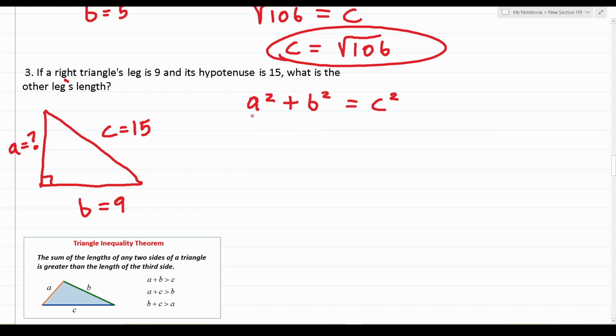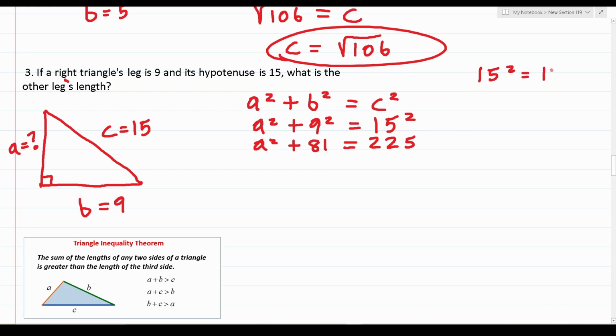We don't know what A is. So we're going to leave that as A squared plus B squared. Well, B is 9, so this is 9 squared equals C squared. C is 15, so this is 15 squared. This becomes A squared plus 81. Again, 9 squared is the same as 9 times 9, which is 81, equals 15 squared. 15 squared is 225. That said, if you couldn't work that out, you should know that 15 squared is the same thing as 15 times 15. And you can work that out the old-fashioned way if you need to.